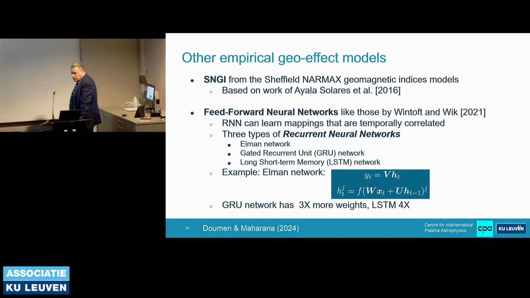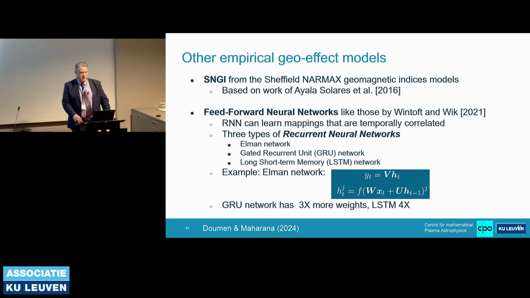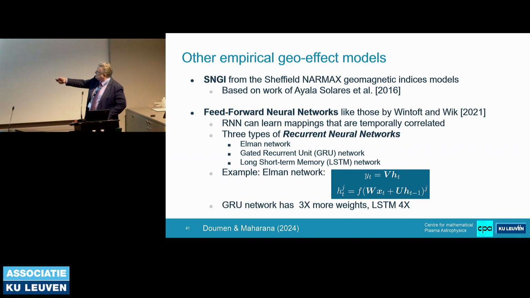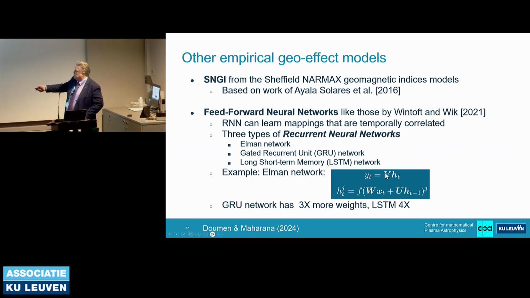And we are trying to also use other empirical models. There are the NARMAX models, which are also already integrated in the modeling center, as you will see when you do it yourself. And there are also feed-forward neural networks from Peter Wintoft and Magnus Wik, very recent models that use recurrent neural networks, and they have different formulas. Here you see the most simple one is this Elman network. We are doing this now together with Peter Wintoft, and we try to see how we can improve the predictions of these indices.